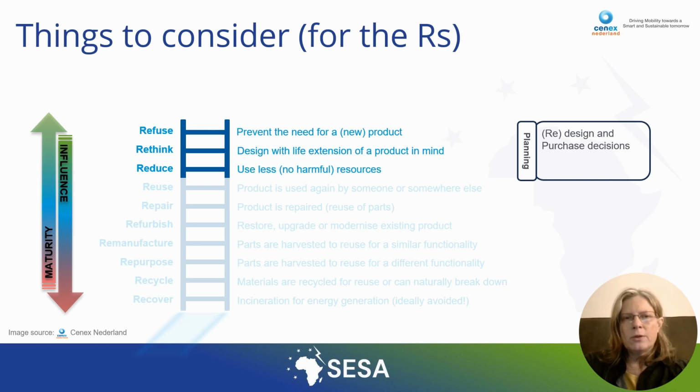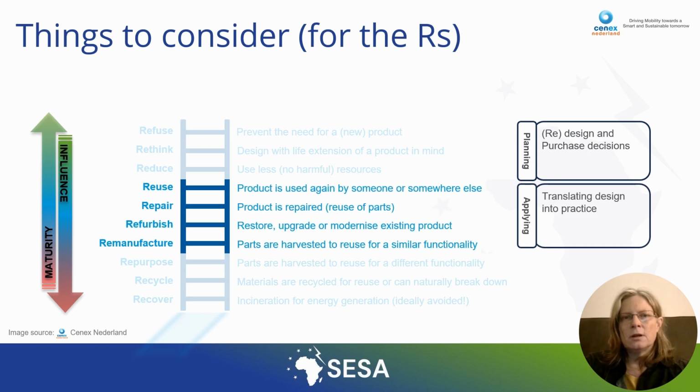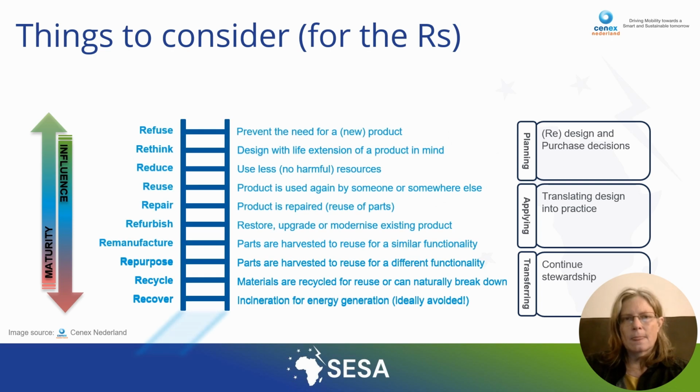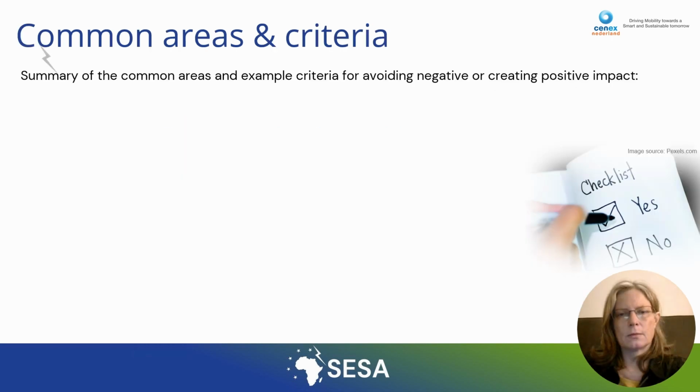Although there's not one simple checklist, there are common impact areas we can define. These are material selection, transport and packaging, remake, end of life, and added functional value. In each area there are different criteria you can consider for the stages where your redesign is translated into practice and how it is treated at end of life. So let's go over them in a bit more detail.